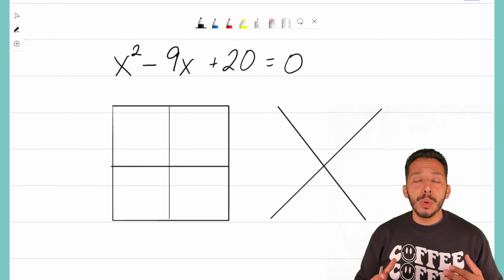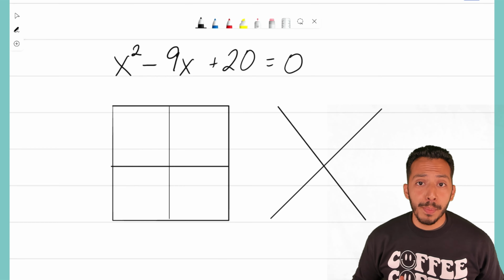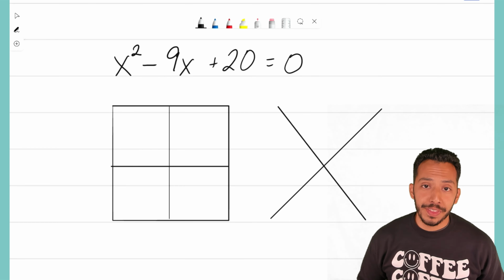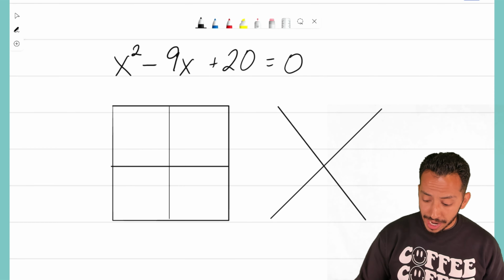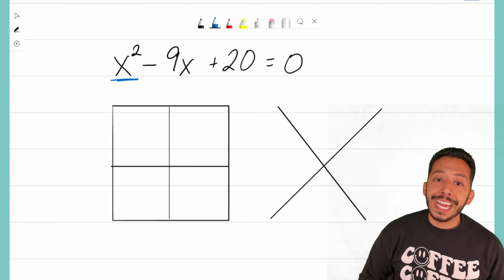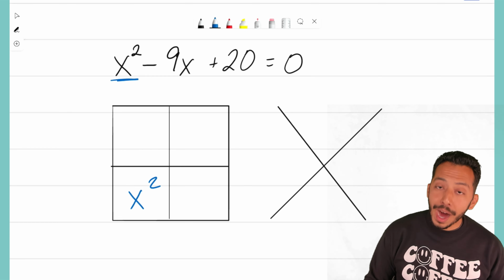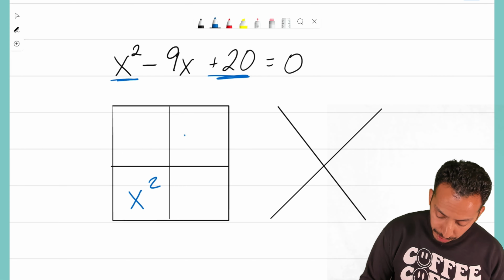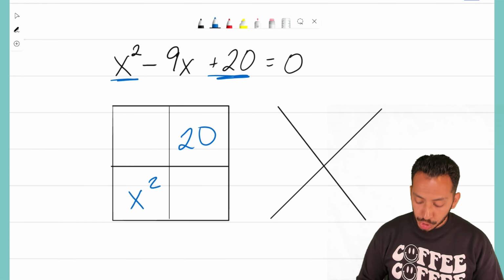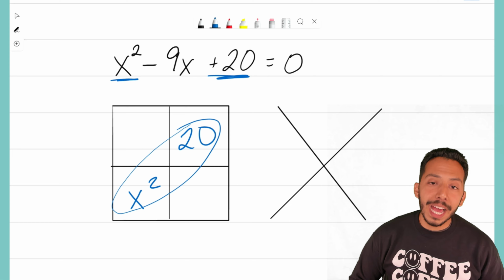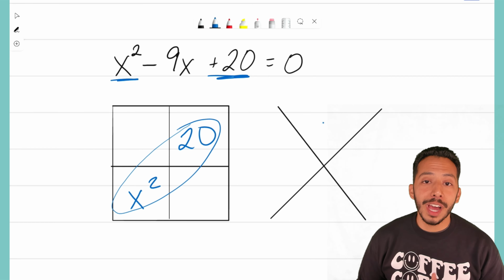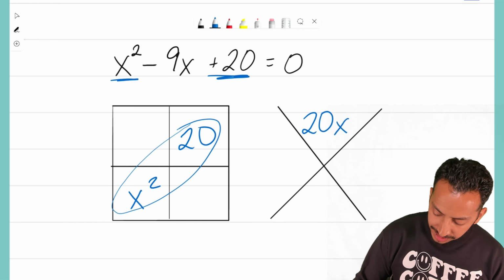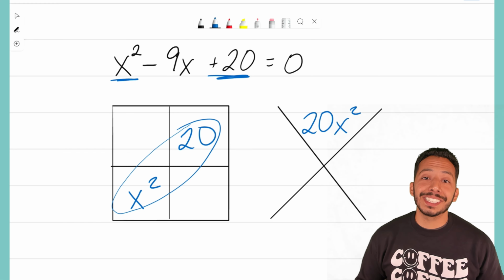Before we can do that though, before we can even use zero product property, we need to factor. And we factor using the box and diamond method. If you forgot how to do it, I'm going to show you right now how we use it. First, we take that x squared term and we put that in the bottom left corner. We then take that constant at the end, the plus 20. We take those two terms and we want to multiply those to get the top part of our diamond. So 20 times x squared, this one isn't so tricky. That's going to give us 20x squared.